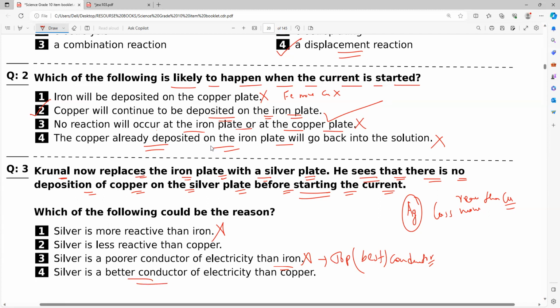Silver is a better conductor of electricity than copper, but that is not the reason. Silver is less reactive than copper. That is the reason no copper will deposit before starting the current.